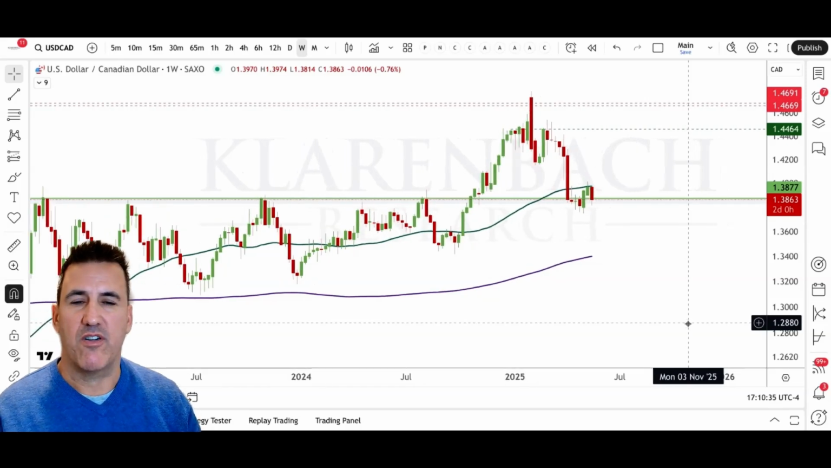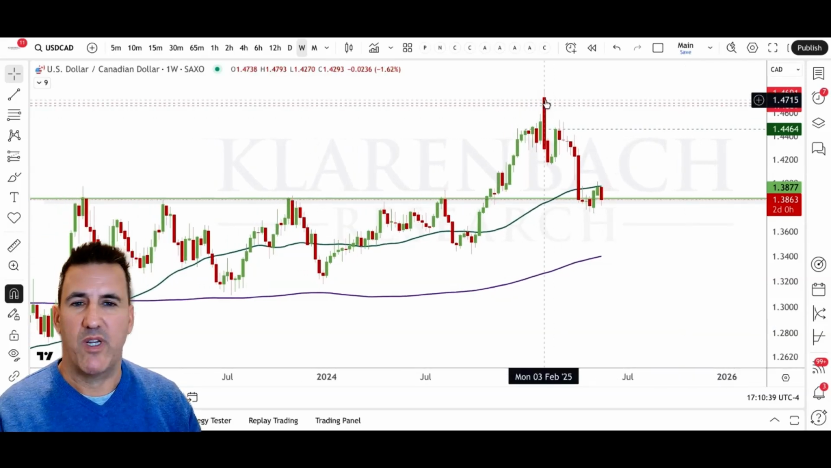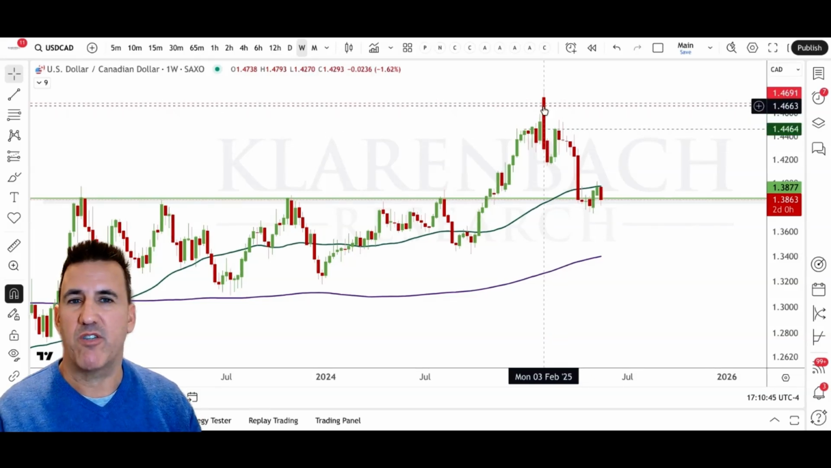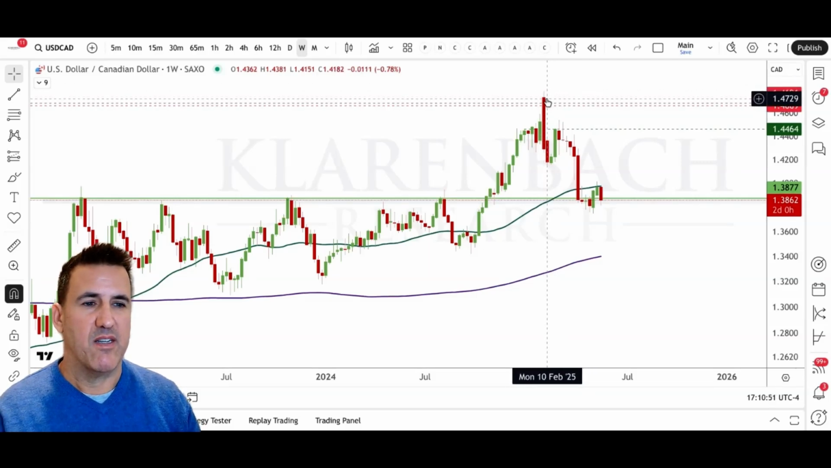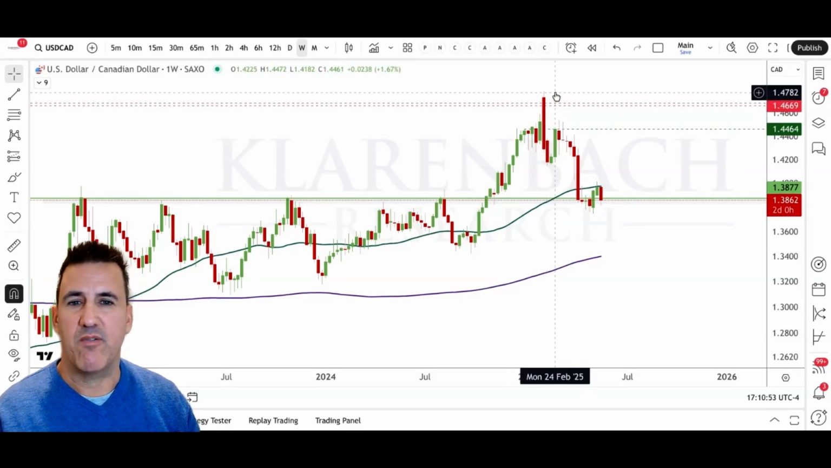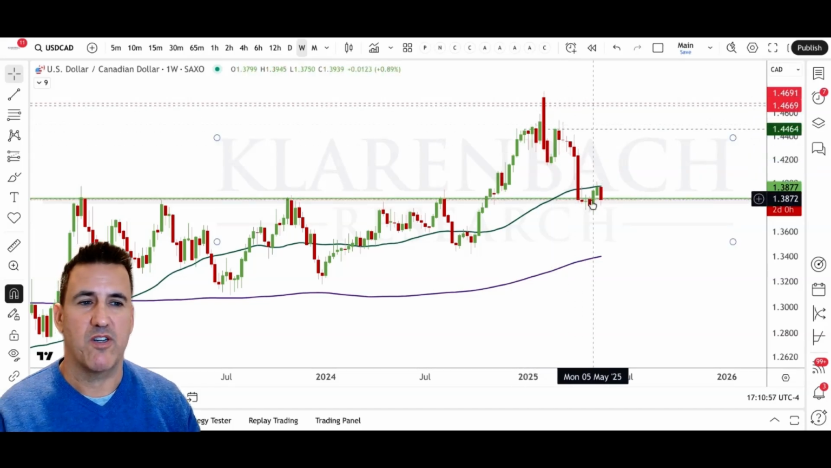It's the US dollar versus the Canadian dollar, and you can see that we really had that strong rally in the USD relative to the Canadian dollar back here in February. This red candle here was basically Sunday night following Trump's tariff announcement, but since then we saw the Canadian dollar strengthening relative to the US dollar.